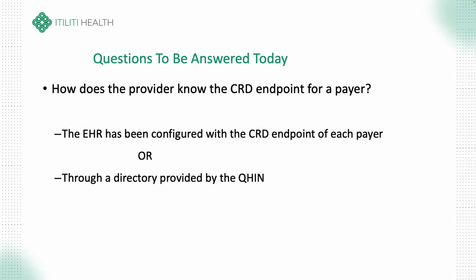In the future, the way that we plan for this to work, and the way that we've designed for it to work industry-wide, is that intermediaries such as QHINs, or Qualified Health Information Networks, can provide directory services that help match a coverage and plan to a particular server. That directory will help answer that question of, for Keith's coverage, where is that CRD endpoint going to be? And that is a work in progress. I would say that industry-wide, it is not yet a fully solved problem.